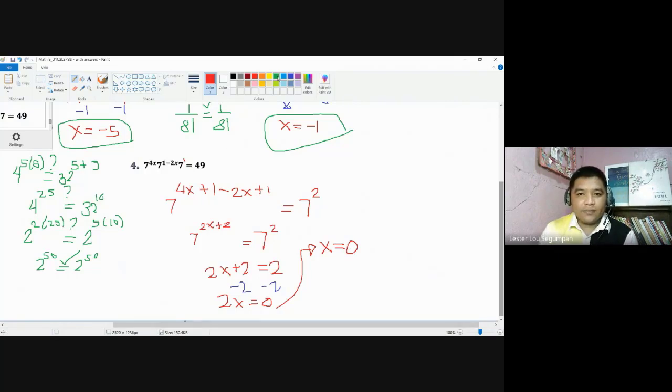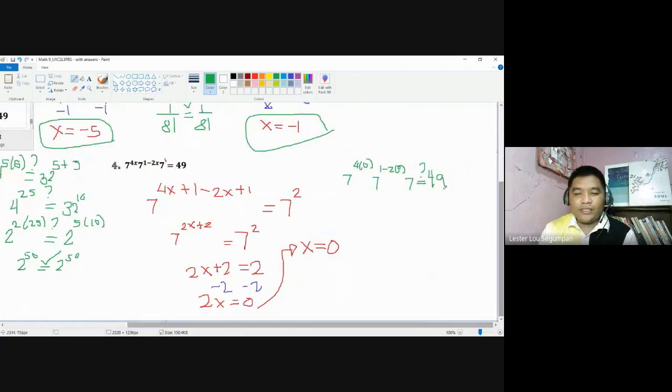Let's use checking here. So substitute immediately. So you have 4 times 0. Then 7, 1 minus 2 times 0. Another 7. Is it equal to 49? Let's see. Here, unlike number 3, which is too large, we can simply get the value since one side is just 49. Here you will have 7, 4 times 0 is 0. And then 7, 1 minus 2 times 0 is also 0. And another 7, question mark, still, we're not yet done.